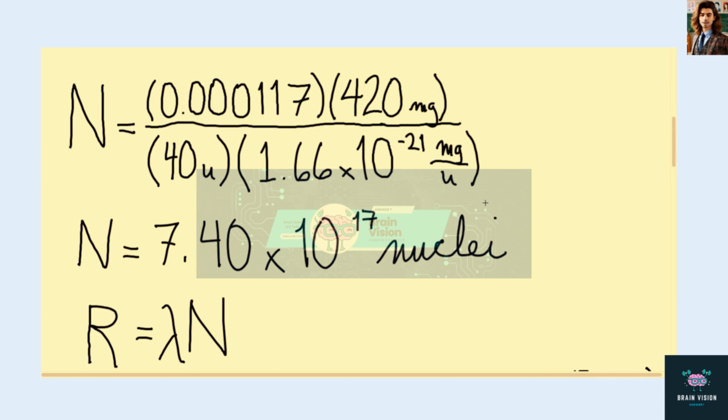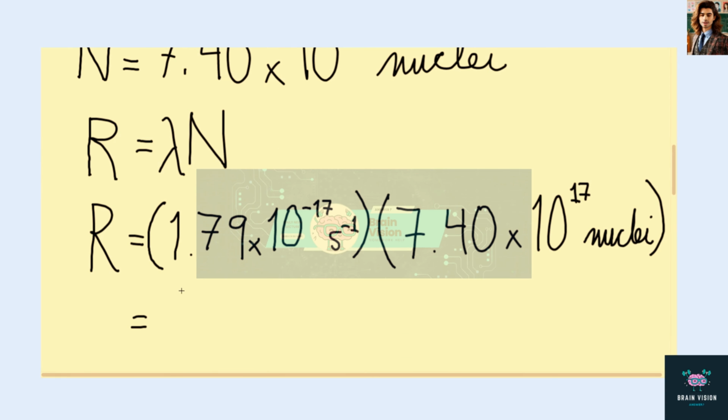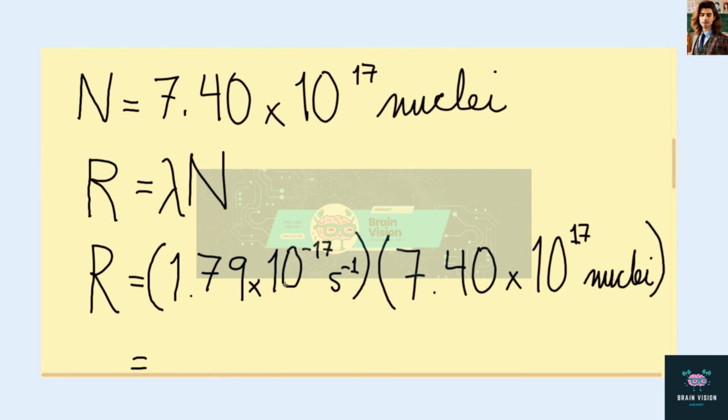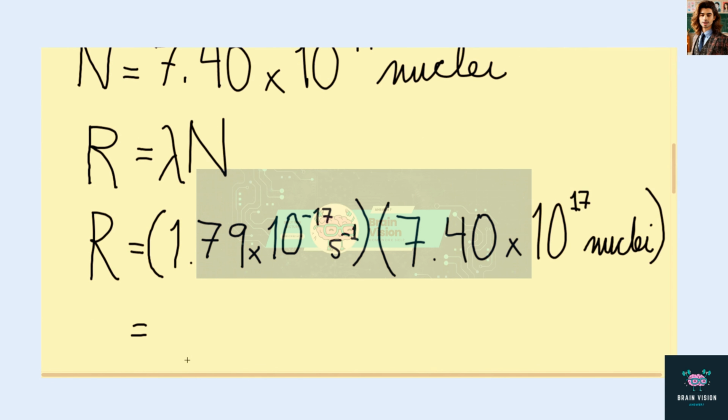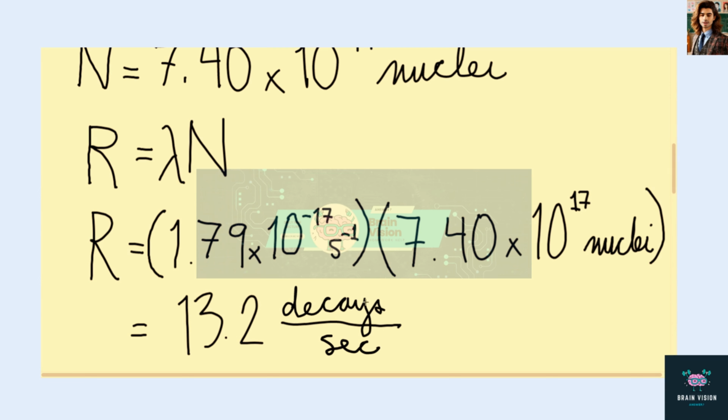And finally, using the decay constant and the number of nuclei, we can compute the radioactivity of our sample. That is simply the product of the two. From above, we have 1.79 times 10 to the negative 17th reciprocal seconds for our decay constant, and we have 7.40 times 10 to the 17th nuclei. Conveniently for us, the powers of these exactly cancel, and if we multiply 1.79 times 7.40, we are left with 13.2 decays per second. And that's our answer.